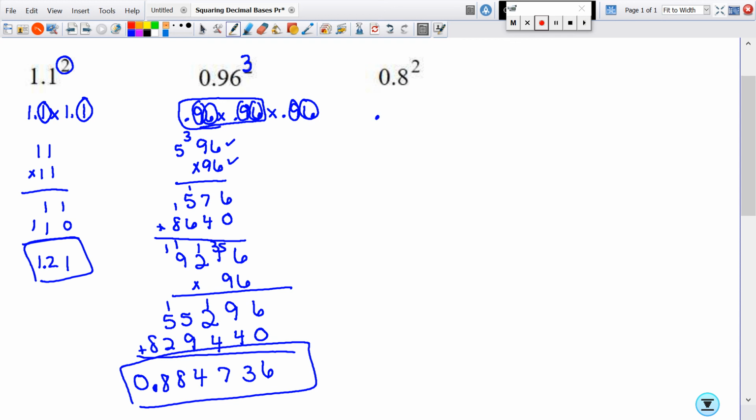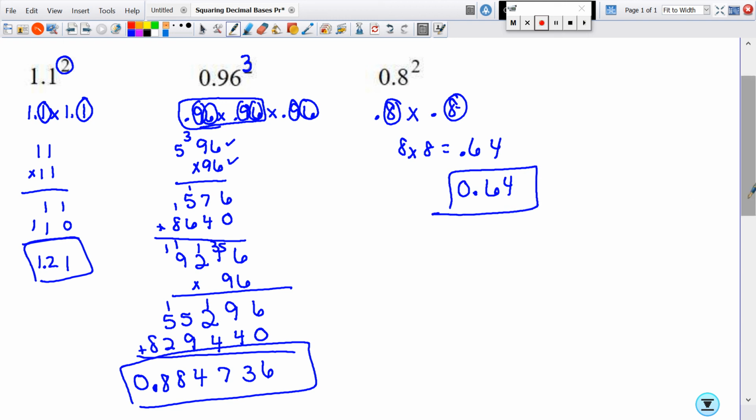Okay, 0.8 squared is 8/10 times 8/10. So this is literally 8 times 8, which is 64. You have 2 numbers total after decimals, so you want 2 numbers after the decimal in your answer. So I like to put a leading 0 if I don't have a number in front of my decimal, so 0.64.